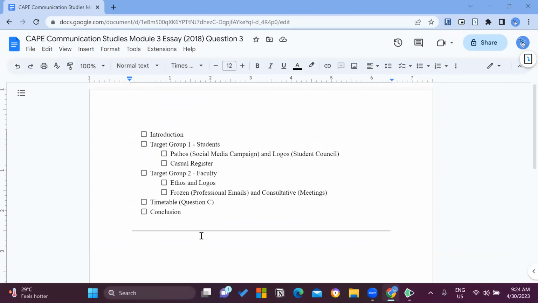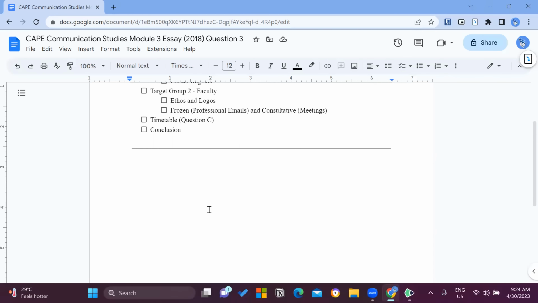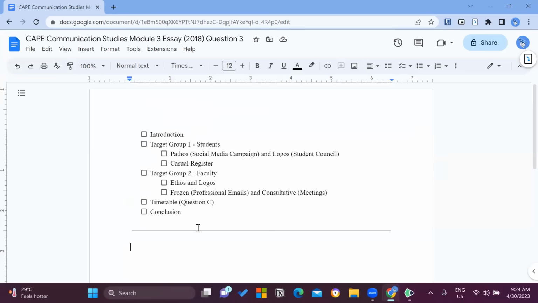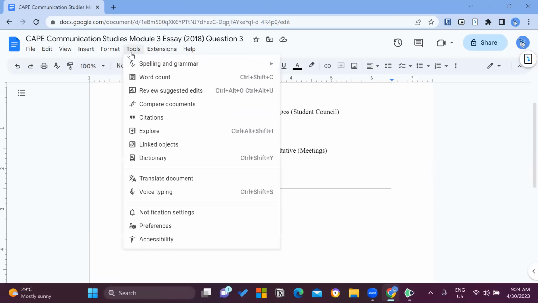All right, so first let's deal with the introduction. In the introduction, you want to introduce what you'll be talking about. So for this, I'll be telling you about my proposal, and how I use rhetorical appeals such as pathos, logos, and ethos appeal to my different target groups. And also I'll be talking about language registers and how those will be used to engage my audience as well. So I'm going to say that in the introduction.